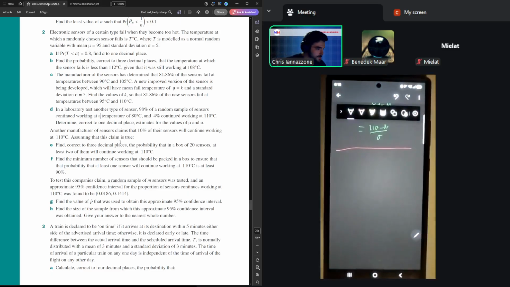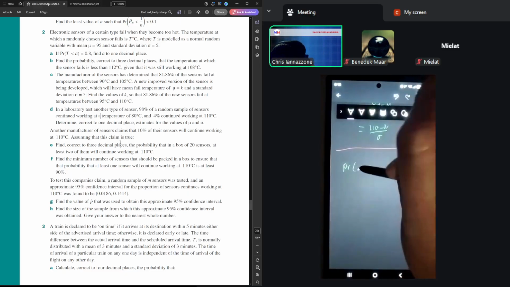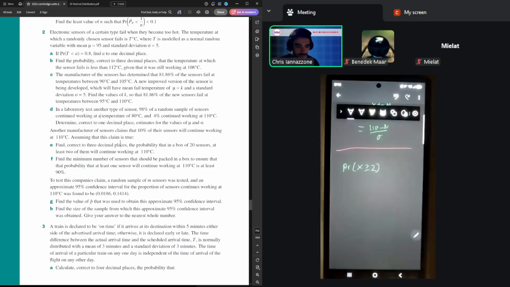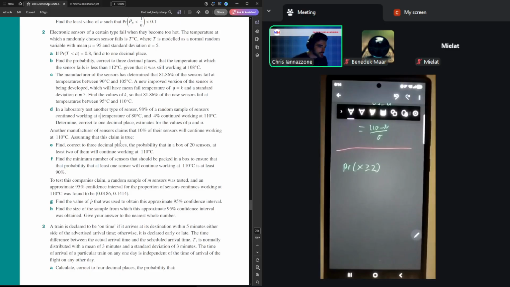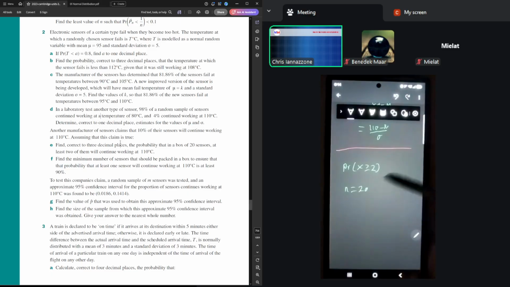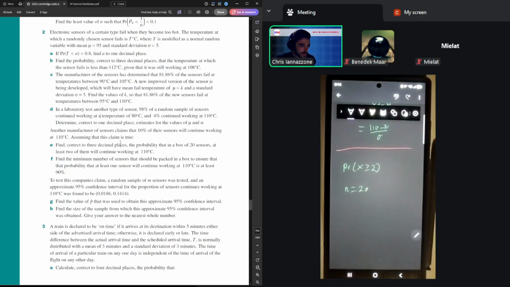So, it says probability of at least 2 of them will continue working. So, in other words, probability X greater than or equal to 2. Because remember, binomial is all about successes or fails. It doesn't really matter that we said 110 degrees or whatever. That will still matter, because with binomial, we need n, we need p, and we need x. We've just done x. X is that range of outcomes greater than or equal to 2. N is 20, so that was just given to us. It's the number of items that we have. What we don't have yet is p. How might we go about finding it?